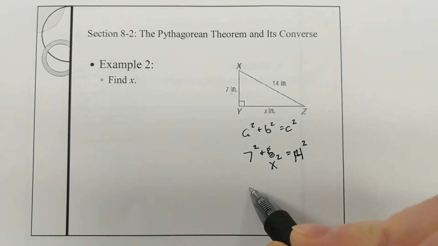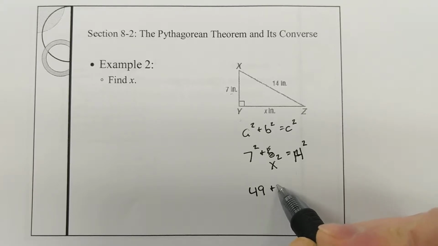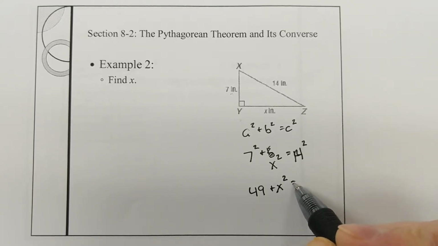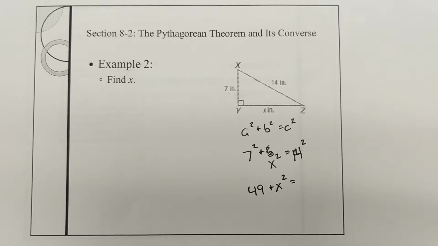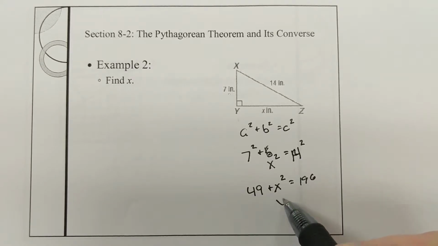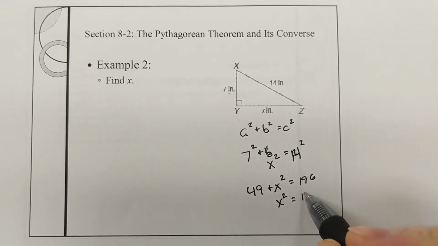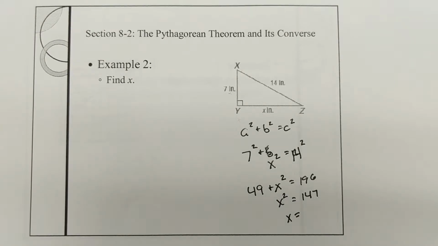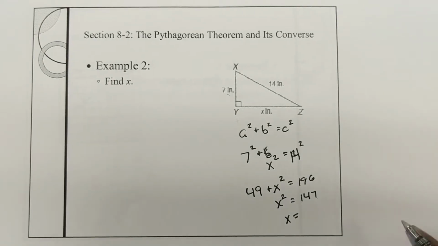14 squared. So 7 squared is 49. I don't know what x squared is. And 14 squared is 196. So subtract the 49 across. 196 minus 49 is 147. Take the square root, which gives you 12.1.